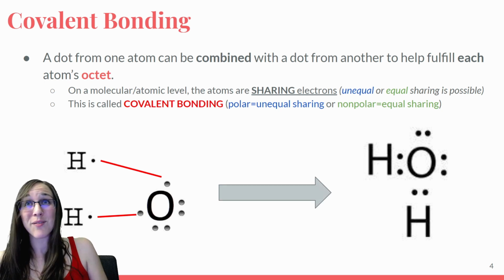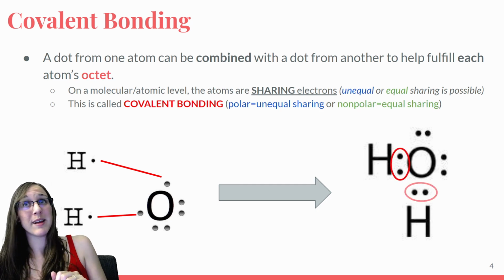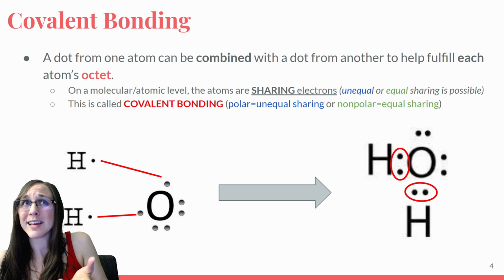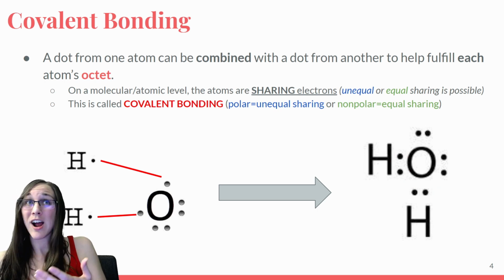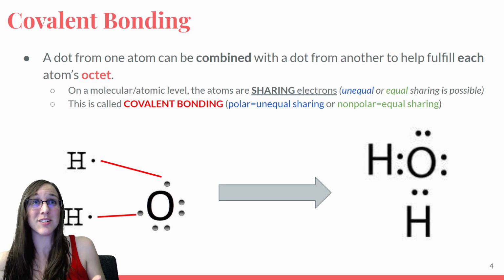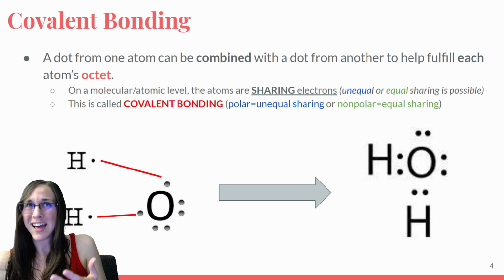So notice that from hydrogen's perspective, it has 2 electrons now. And from the other hydrogen atom's perspective, it also has 2 electrons. And then if we look at oxygen, from oxygen's perspective, it has 8 electrons around it. So all the atoms involved here in the shenanigans are satisfied.